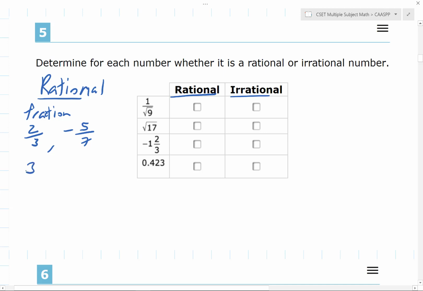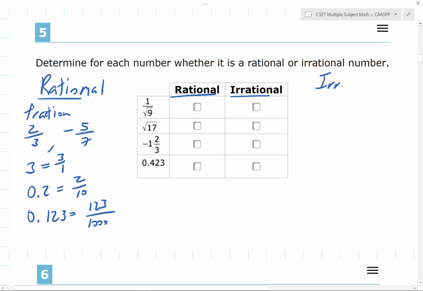It could be whole numbers like 3 because you could write this as 3 divided by 1. As it could be zero point 0.2 because that's 2/10. Any decimal that stops like 0.123, that's 123 thousandths, right?